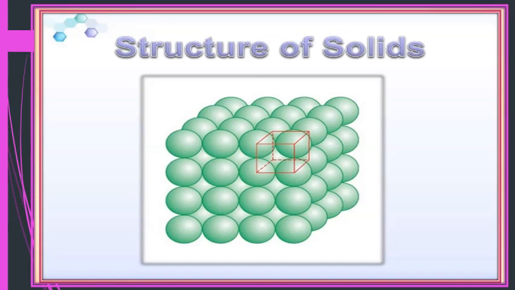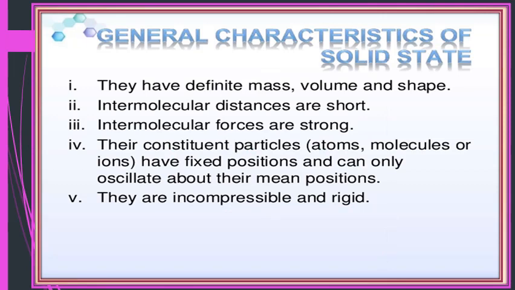This is the structure of solids. Solid particles are very close to each other. Here are the general characteristics of the solid state. Number 1: solids have definite mass, volume and shape. Number 2: intermolecular distances are short. The distance between the particles of solids is very short. Number 3: intermolecular forces are strong. The force of attraction between particles of a solid is very strong.